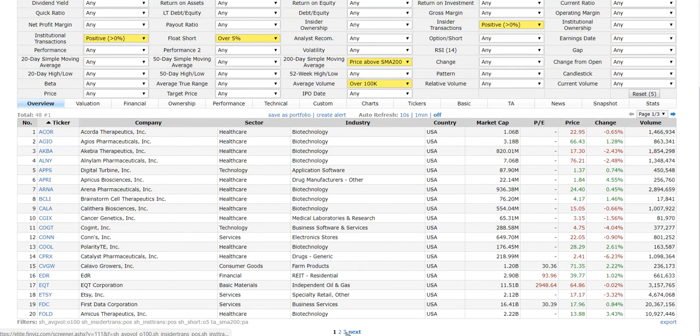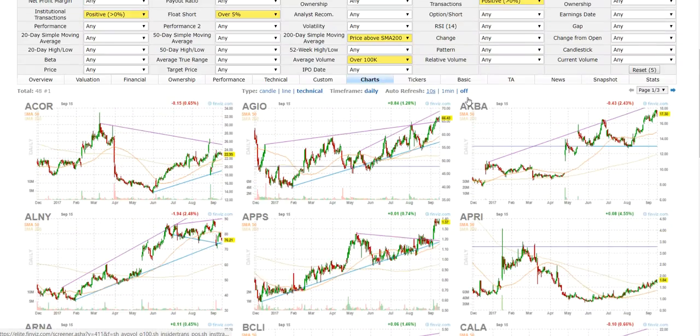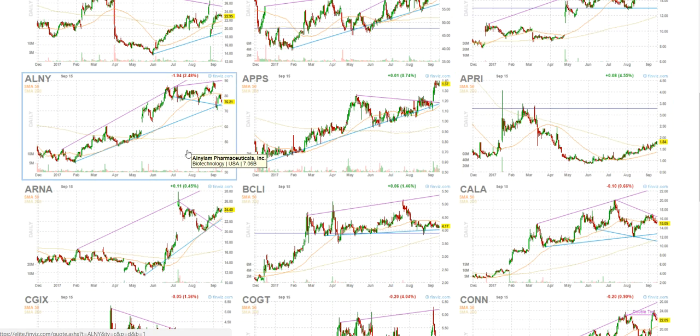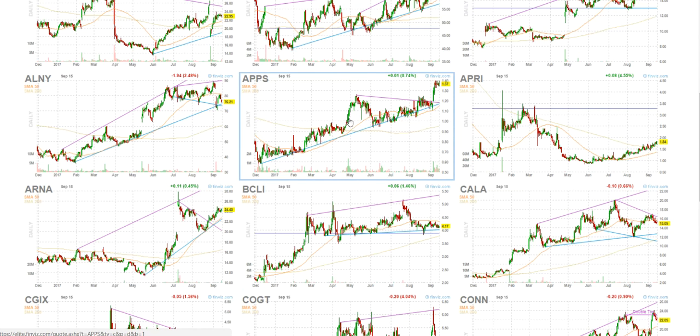It gives me three pages of stocks to take a look at, and what I like about it is you just go up here, click the charts, and boom, here they are, right? Then I just scan through these charts real quickly. Unlike TC2000, where I'm scanning by hitting the space bar a chart at a time, I can identify charts very quickly that catch my eye, like this APPS, for example.